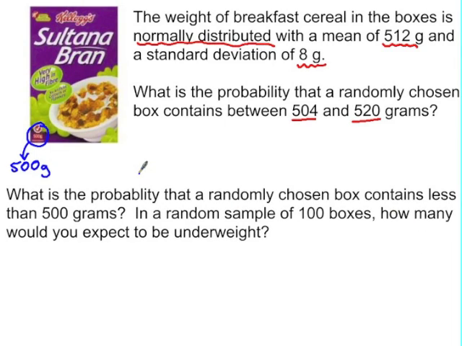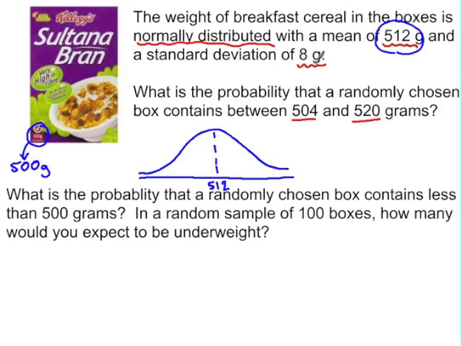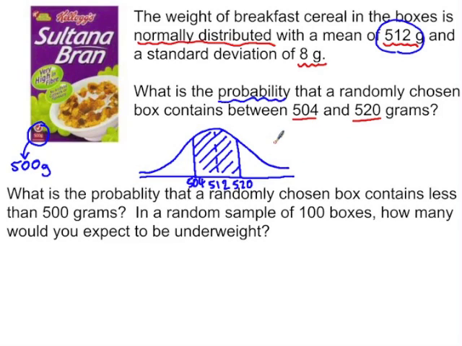I'll draw a quick sketch of a bell curve. The mean is 512 grams. 8 grams is 1 standard deviation. 512 plus 8 is 520. And 512 minus 8 is 504. So this question is really asking us what's the probability that a randomly chosen box contains a weight of cereal lying within 1 standard deviation of the mean.